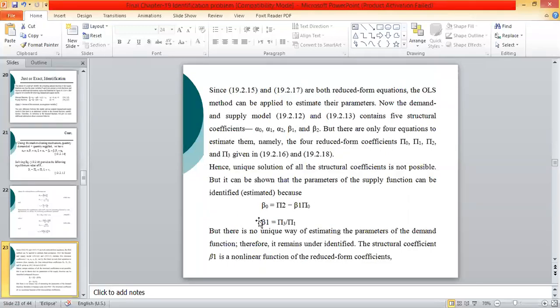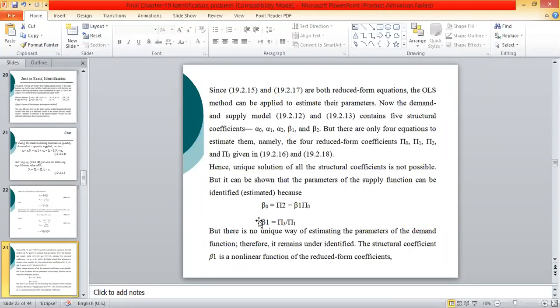And with these 4 reduced form coefficients, we are unable to determine the numerical values of all the 5 structural parameters. But by using these 4 estimated reduced form coefficients, we can only determine the numerical values of the 2 structural parameters, that is beta naught and beta 1, and these parameters are related to the supply model.